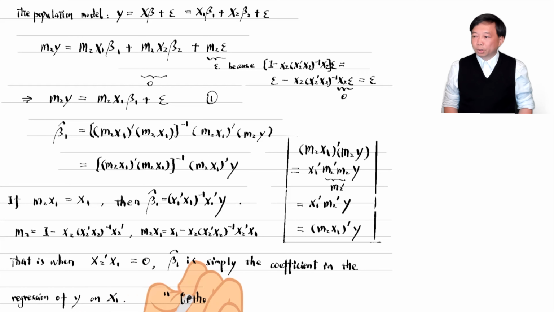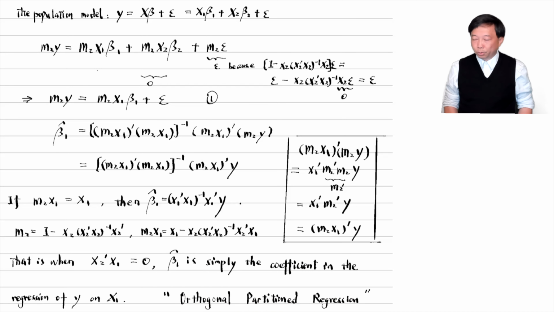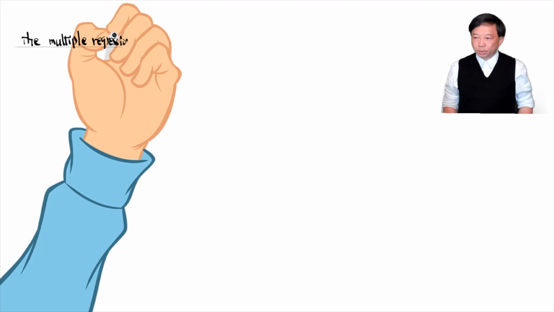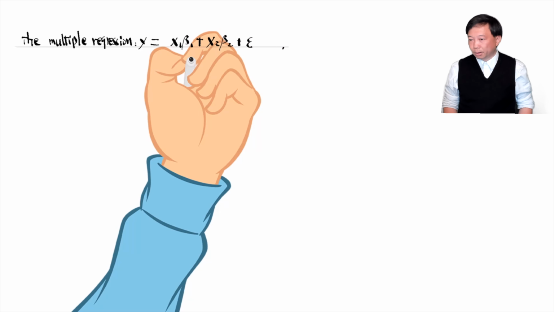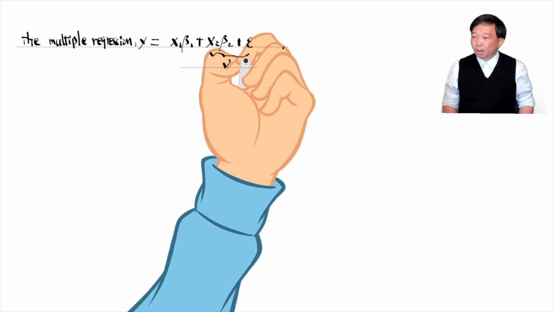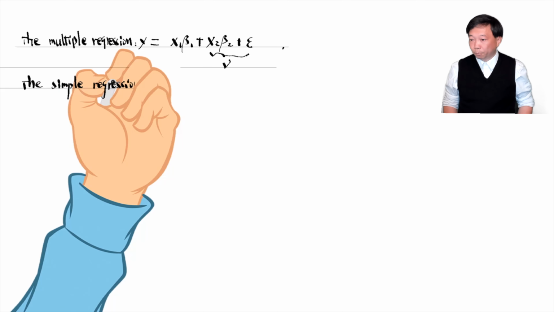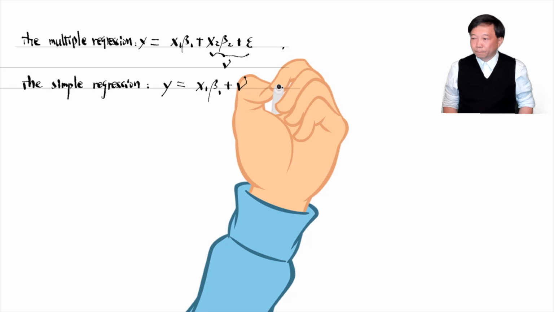This result is called the orthogonal partitioned regression theorem in William Greene's textbook, Econometric Analysis. We can also show this result from the omitted variable idea. We write the population model with two sets of explanatory variables, x1 and x2. Suppose we only have data on x1 and run a partitioned regression of y on only x1. The omitted variables x2 will be put in the new error term.